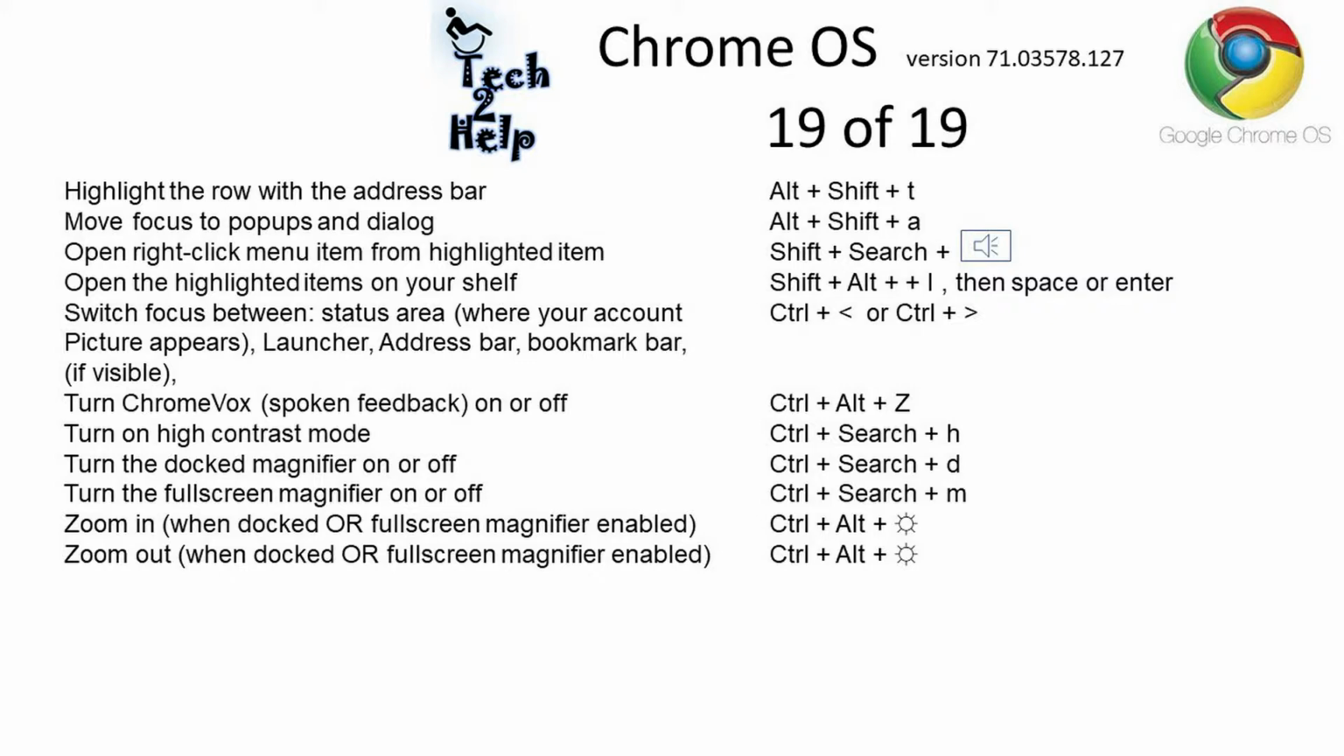Turn the docked magnifier on or off: Control plus Search plus D. Turn the full screen magnifier on or off: Control plus Search plus M. Zoom in, when docked or full screen magnifier enabled: Control plus Alt plus brightness up button. Zoom out, when docked or full screen magnifier enabled: Control plus Alt plus brightness down button.